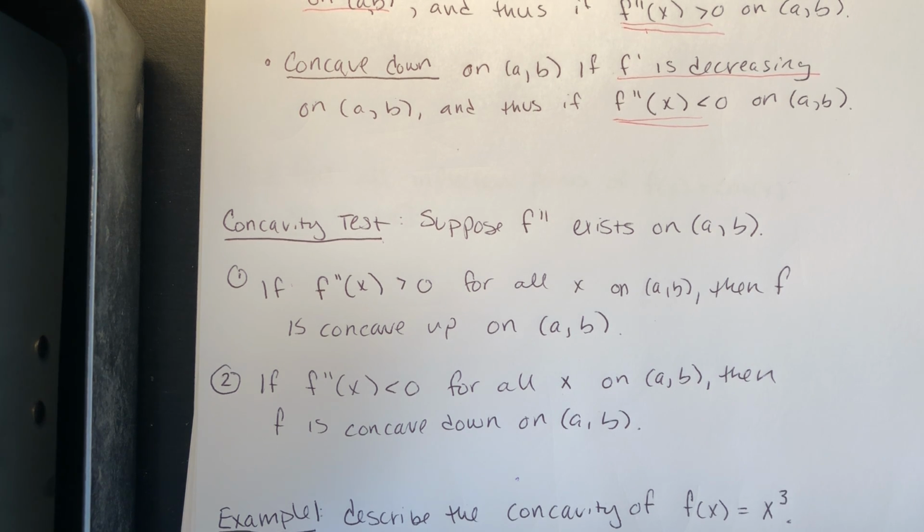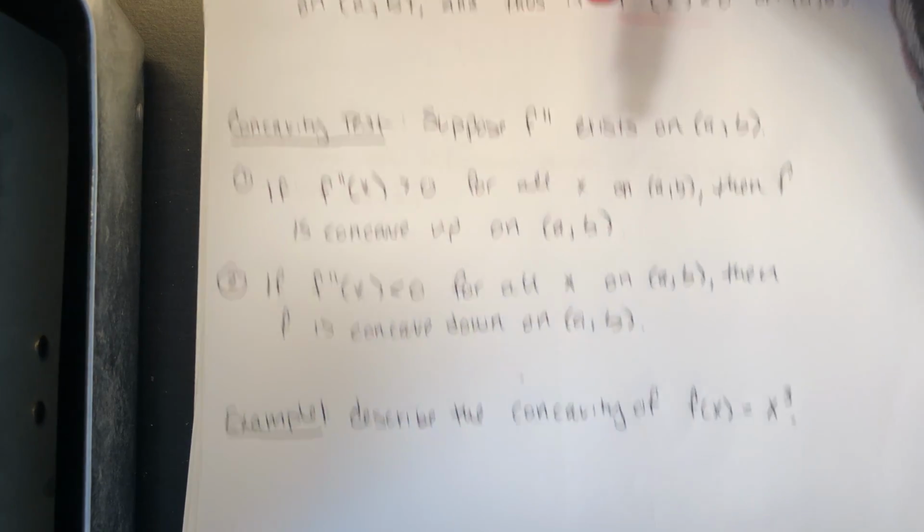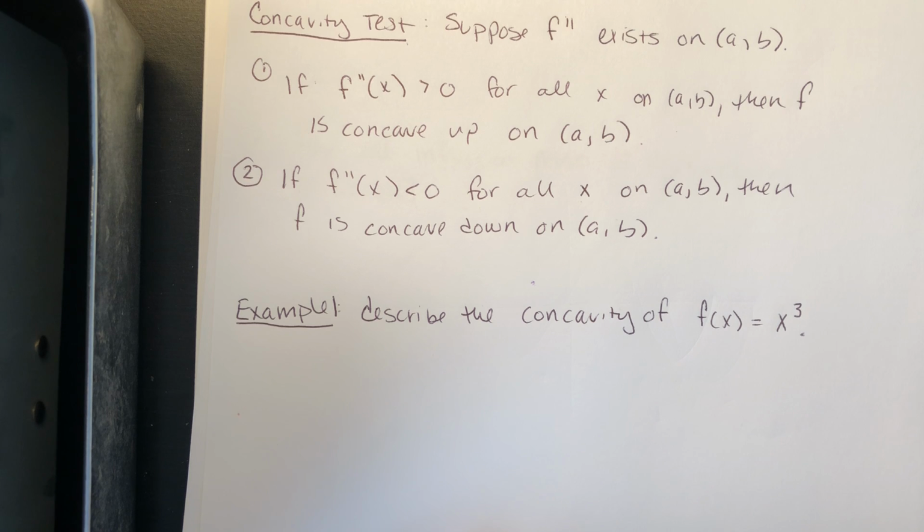Similarly, if f double prime is negative on an entire interval, then f will be concave down on that interval. So let's look at an example and see if we can use this concavity test to determine the concavity. This is a pretty simple example. We're just going to look at the function f of x is equal to x cubed. Now the concavity test tells us we need to look at the second derivative of this function, right? The first derivative tells us where it's increasing and decreasing. The second derivative tells us the concavity.